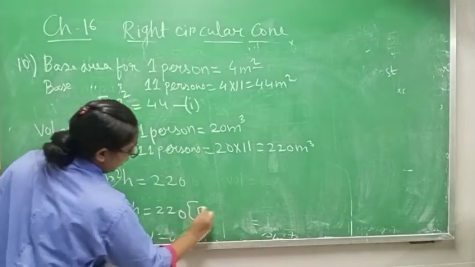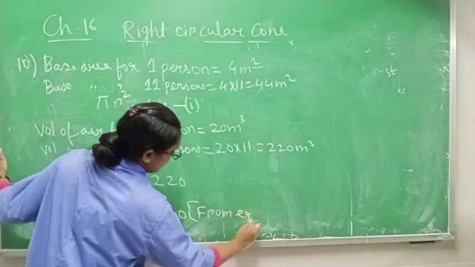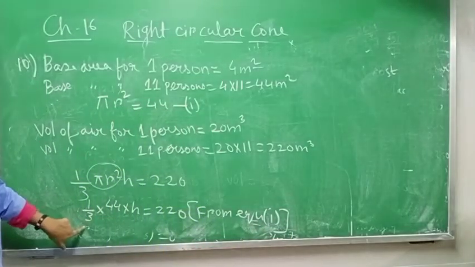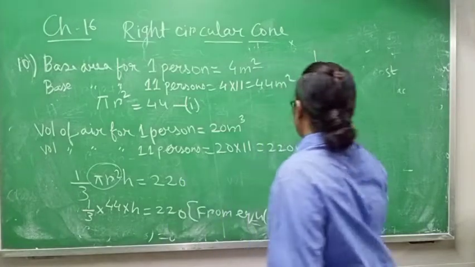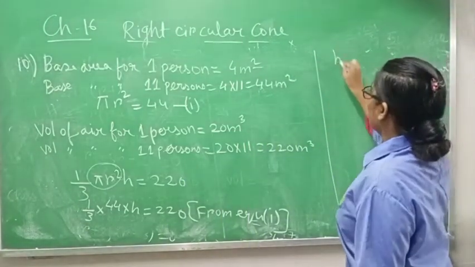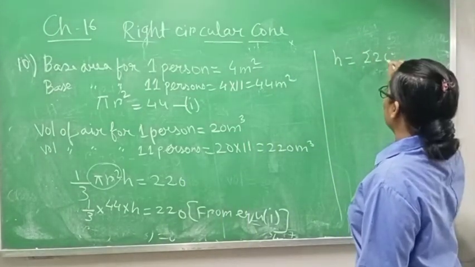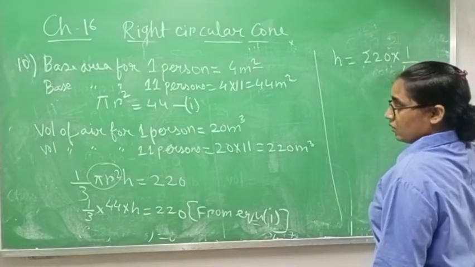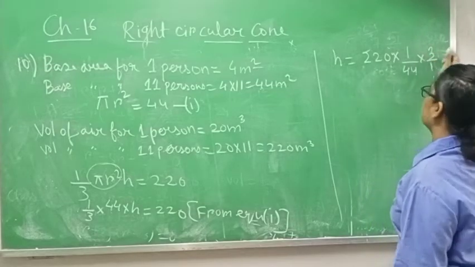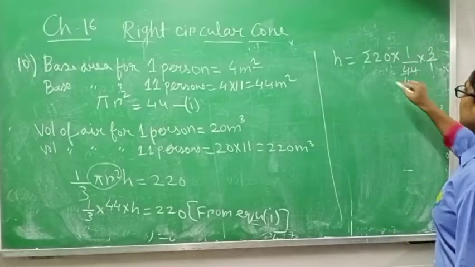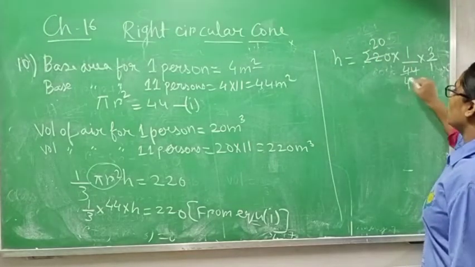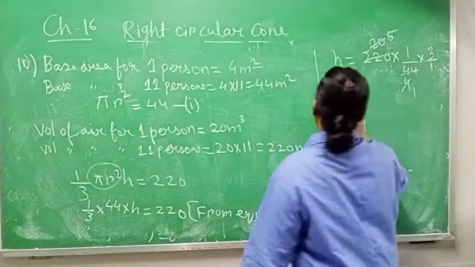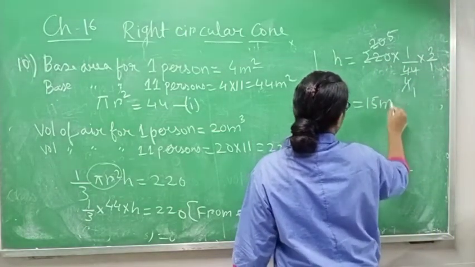And I will write from equation 1. Okay. Now this one will cancel. No, we have to take all this to the left side. h equals to 220, it will become 1 by 44 and 3 by 1. Now 11 table, 11 4s are 44, 11 2s are 22, 0. 4 1s are 4, 4 5s are 20. So 5 3s are 15. h equals to 15 meter.